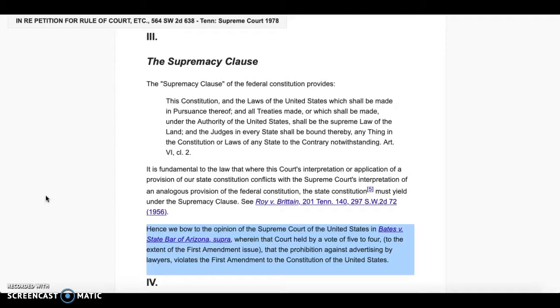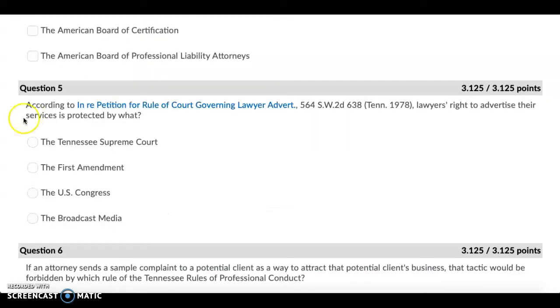That's what this says. And if we go back to the question, it asks us, the right to advertise is protected by what? Well, if the case says it's protected by the First Amendment, that's our answer. We click this choice. We can eliminate this option. We can eliminate this option. And we can eliminate this option. We can pick the First Amendment, be confident that that is the correct answer, and we can move on to the next question.